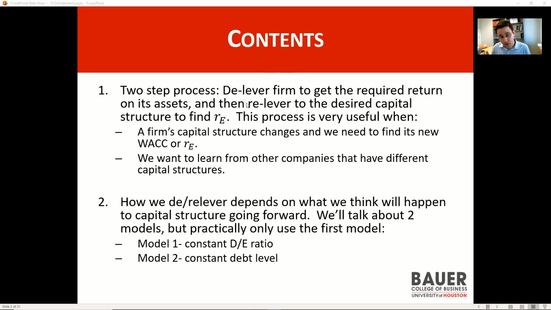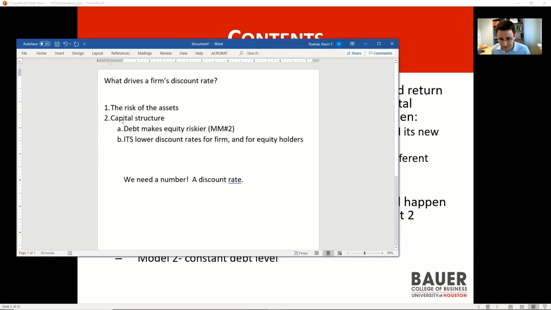Once we learn about the assets, then we think about the second piece, right? The second piece is the capital structure. If we know what's going on with the assets, then we can adjust for the capital structure. And we have to adjust for these 2 things, right? Debt's going to make the equity riskier, but the tax shields are also going to lower the discount rates for the firm and for the equity. So we're going to account for these 2 things when we relever to the firm's capital structure.